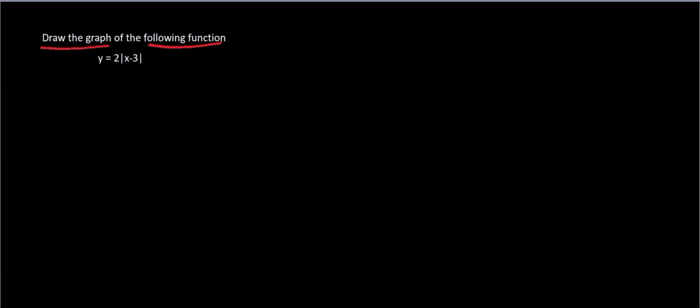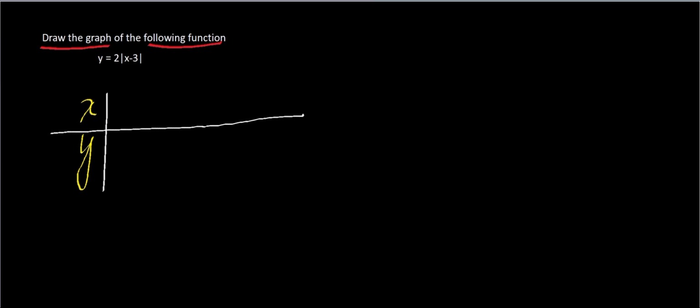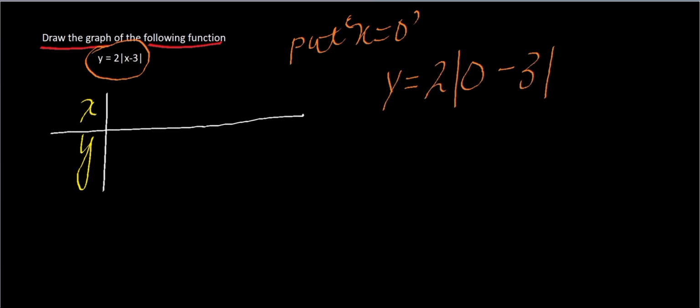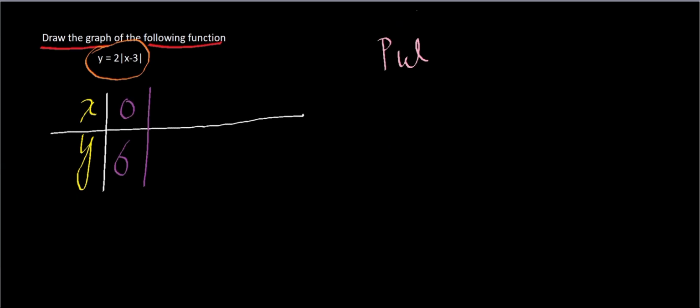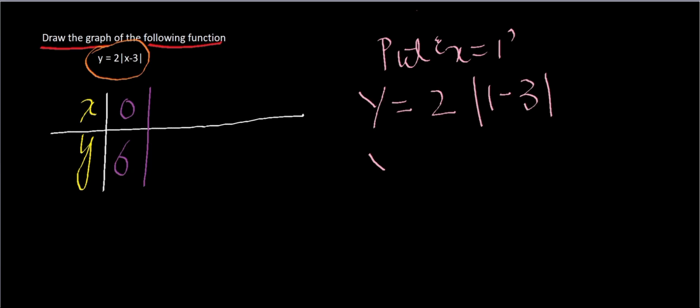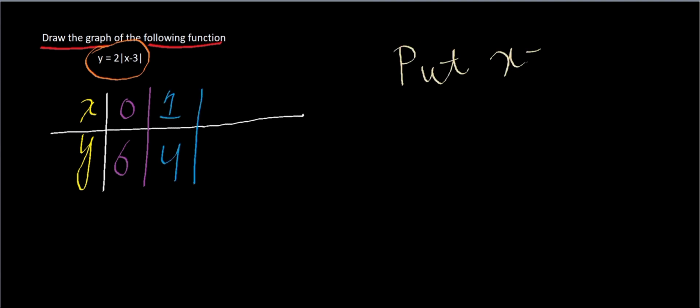Draw the graph of the following function. So this is the table for x, y. When I put x equals 0 in the given function, then y equals 6. So for x equals 0, y equals 6. Now put x equals 1. When I put x equals 1 in the given function, then y equals 4. For x equals 1, y equals 4.